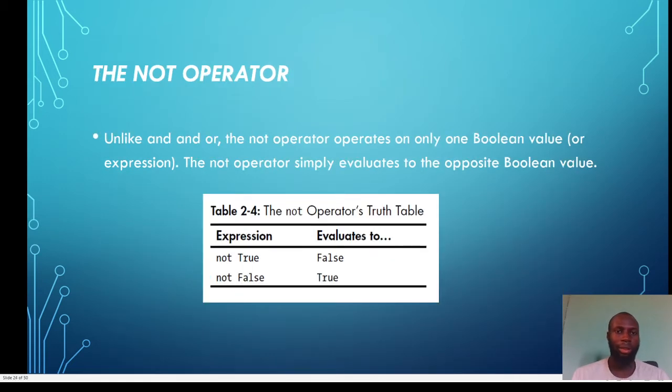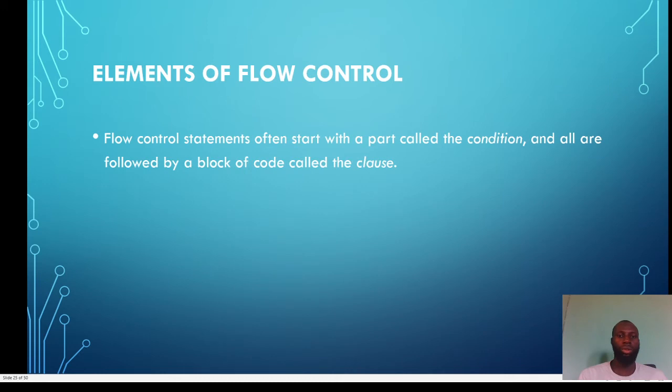So the next is the NOT operator. Unlike AND or OR, the NOT operator operates on only one Boolean value or expression. The NOT operator simply evaluates to the opposite Boolean value. As you can see on our table, the expression not true evaluates to false and not false evaluates to true.